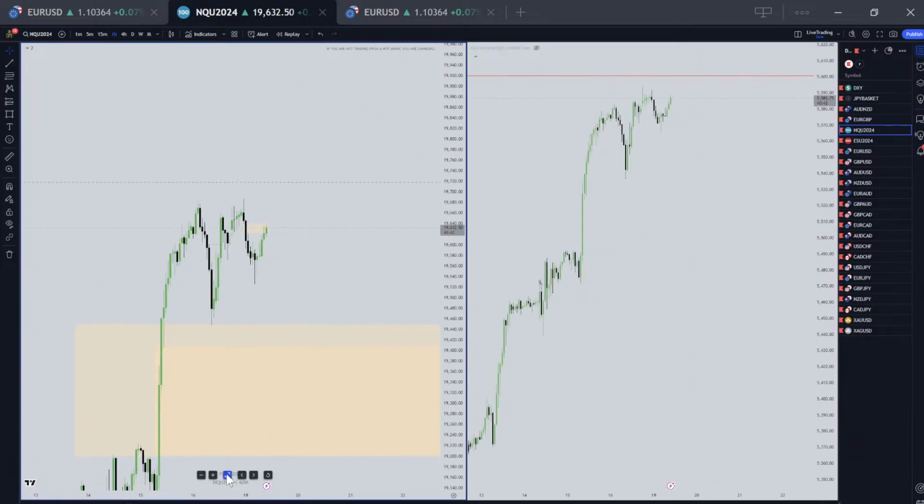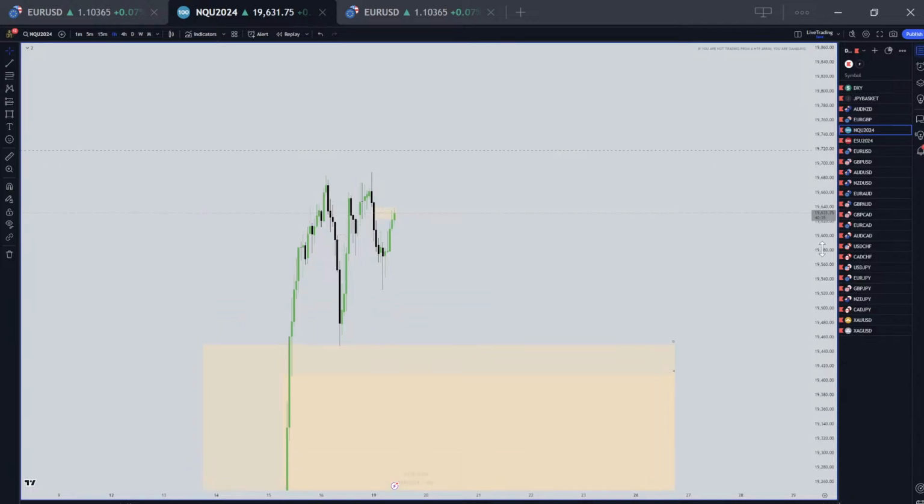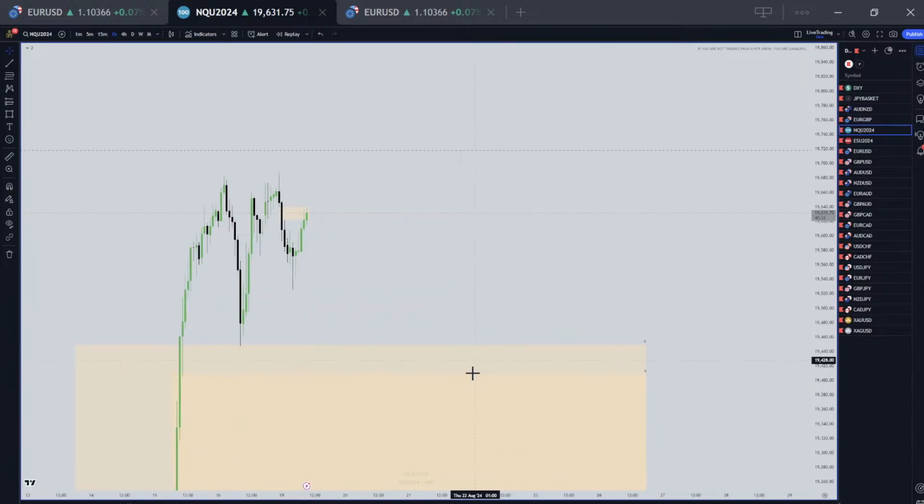And I mentioned this during the weekly outlook as well. We have a buy side liquidity pool resting here. We have fair value resting here. We are currently in between that. That's the reason that when that happens, I'm sitting on my hands until one of them is hit.